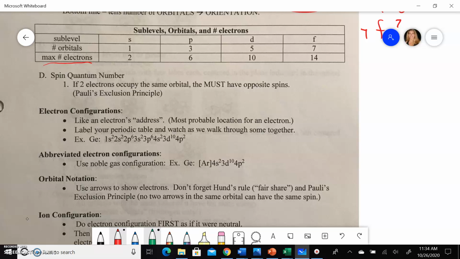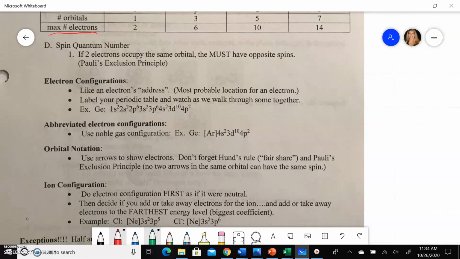So first of all, electron configuration is like an electron's address. It's going to be a series of letters and numbers that describes the electrons in an atom.